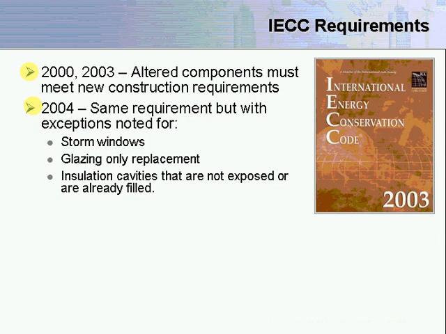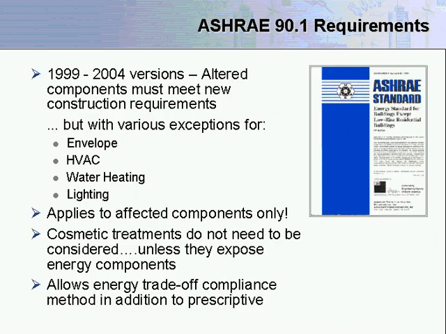And a third one in IECC, insulation cavities that are not exposed or that are already filled. In other words, if you are doing a remodel and you don't affect or expose the cavity, or you do and it's already filled with insulation, no compliance is required. And of course, there are a couple of standard exemptions for the entire code that if these apply, you don't have to show compliance. One of them is low energy use, and another one is a historical building. If it's on a historical register, you don't have to show compliance.